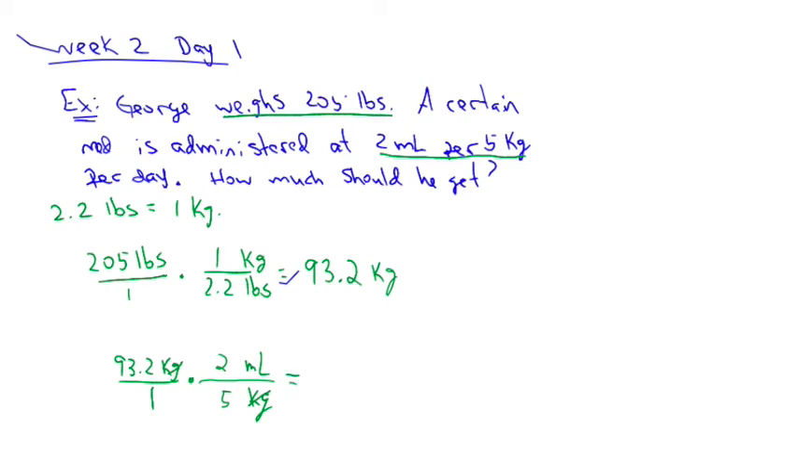What's this equal to? 37.28 milliliters. Rounding it to the nearest tenth of a milliliter, 37.3 milliliters. So that's one way of going about it, using unit conversions all the way through. So what's the other method? Well, it starts with this idea, proportions.